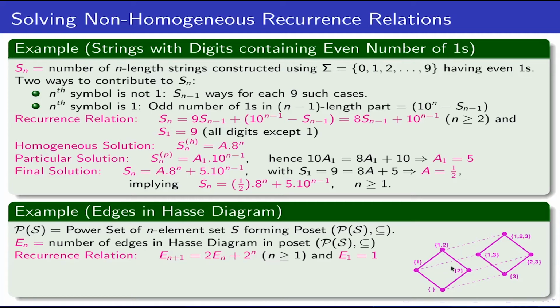So these two parts will contribute one edge, so 2 to the power n number of extra edges will be there, and each part has its E_n number of edges inside its hash diagram. So there are 2 parts, so 2 into E_n number of edges. So let me repeat what we are trying to do. We are trying to count how many edges there are in the hash diagram.